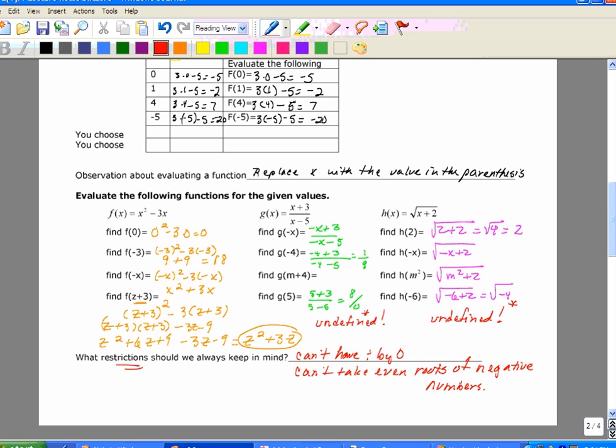Keep these restrictions in mind. They're going to pop up often, and we'll refer back to them. Just remember, can't have division by 0, can't have even roots of negative numbers.